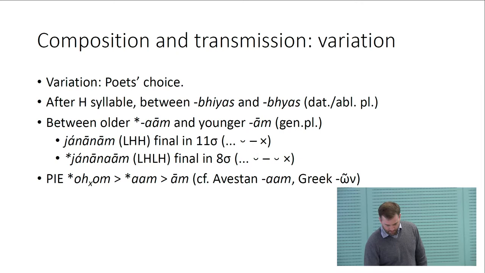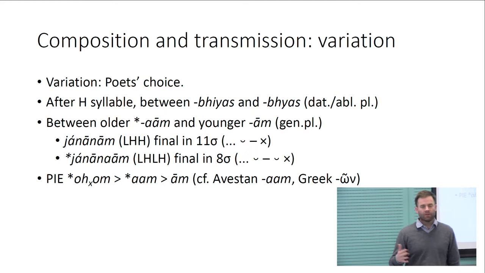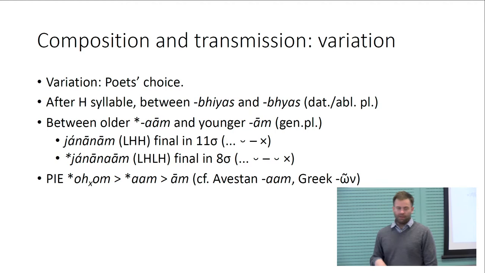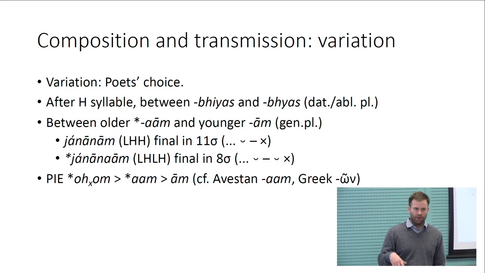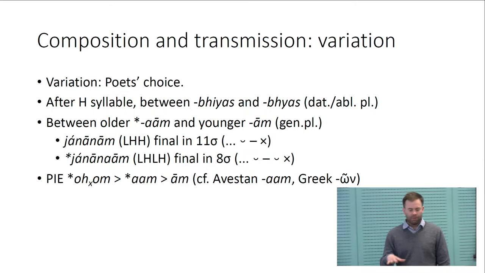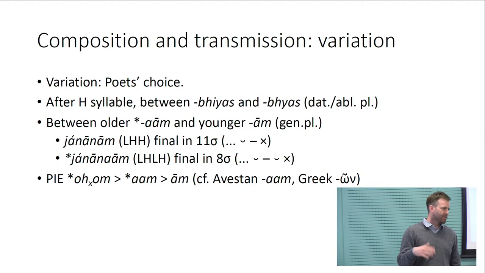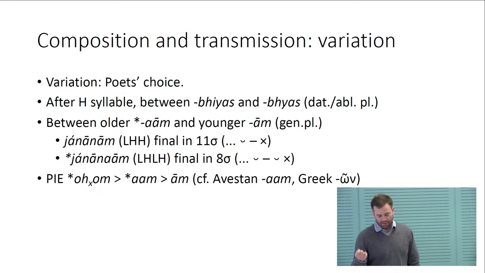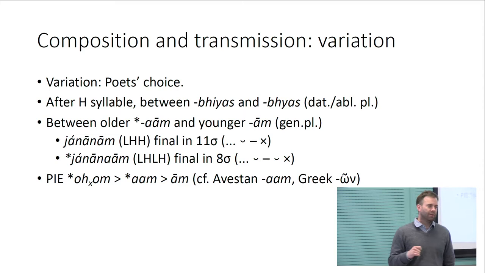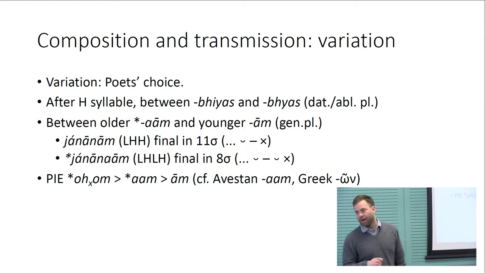Okay, and so those are pretty exceptionless cases, and then there are cases where you actually have very good evidence for variation. And this seems to have been up to the poet to use whichever form he wanted to. And I don't think that this variation has been very closely studied, so there may be more factors than just metrical factors going on here, but it looks pretty metrically determined to me. And so a well-known case is the dative ablative plural suffix bias, which can be realized either bias or bias, wherever it comes after a heavy syllable, and that's just up to you as the poet.